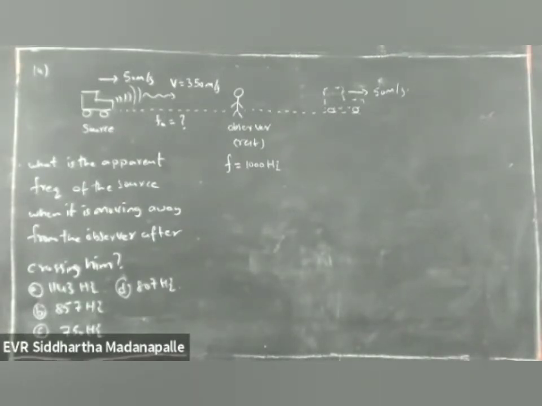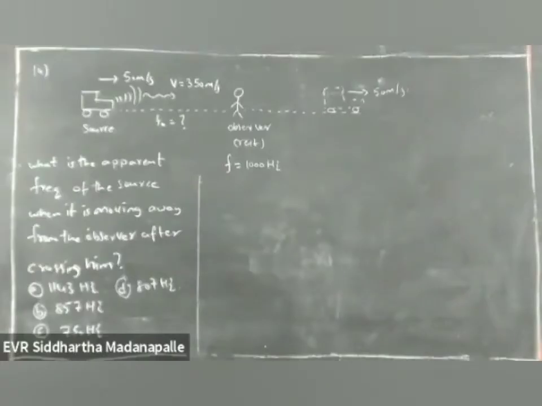Okay, shall I do this one? Option 2, sir. Option 2 now. 857.